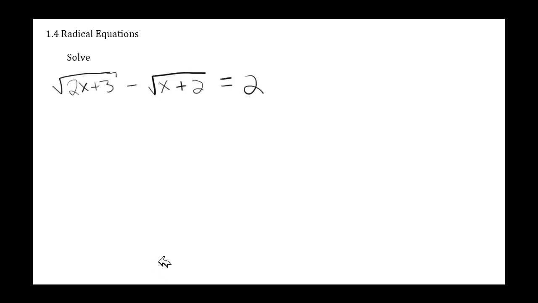Alright, hello everybody. We're in section 1.4. We're going to look at solving radical equations, and we're going to start with a very difficult one, which is two radicals. So here we have an equation, we have stuff on both sides, and we see two roots. Here's root 2x plus 3, and here's root x plus 2. Alright, so let's take a look at the first step.